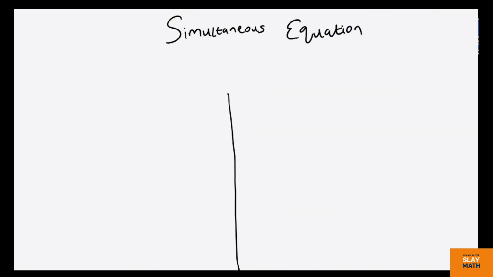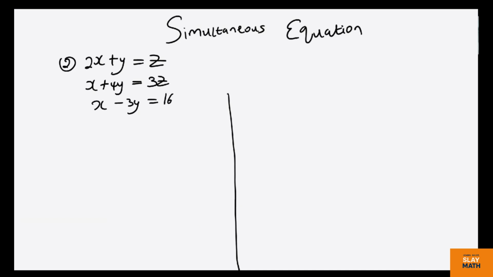Okay, so our next question is, this one has 3 equations already. So number 2, we have 2x plus y equal to z, x plus 4y equal to 3z. Lastly, x minus 3y equal to 16. How do we solve this one?